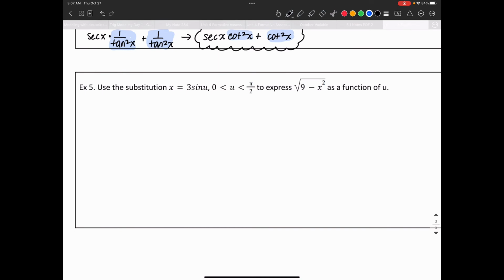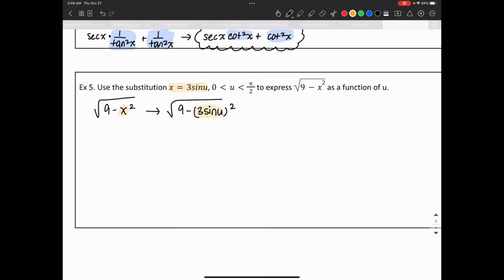And then example 5, I want to use the substitution x equals 3 sine of u, and the fact that u is between 0 and pi over 2 to express this thing as a function of u instead of x. So what I'm going to do is I'm going to say, okay, well, I have the square root of 9 minus x squared, and I'm going to plug in 3 sine of u everywhere I see an x. So I'll have the square root of 9 minus 3 sine of u squared. I just changed the x to 3 sine of u.